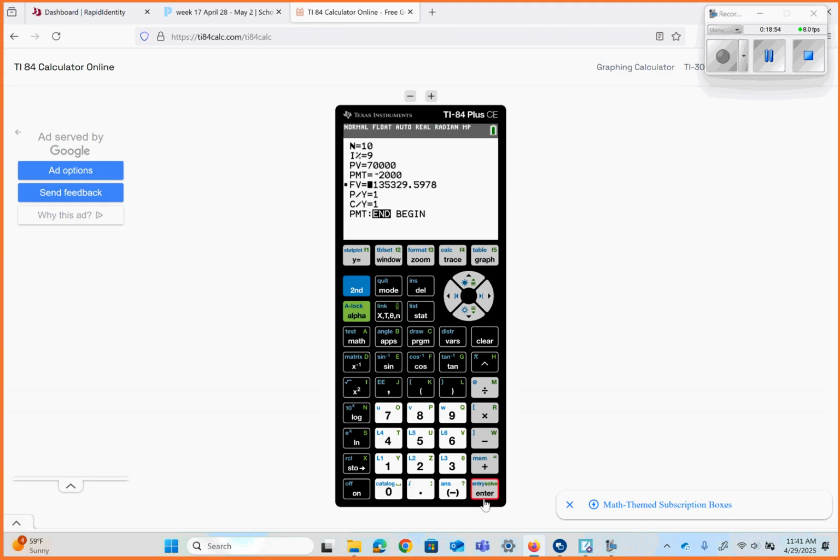I mean, you get up to $90,000, you're only making $45,000 in interest, whereas me, if I put in that $70,000, I'm at so much more at the top of the end.